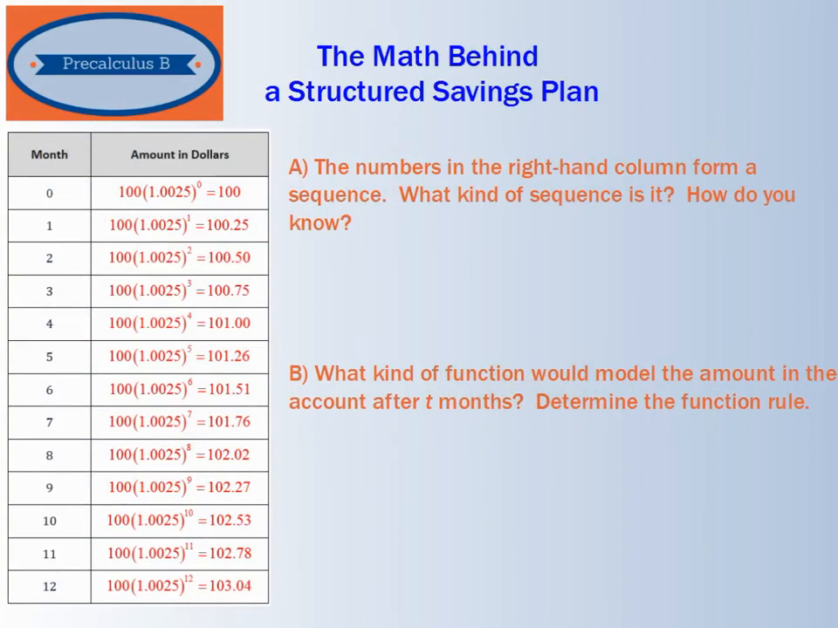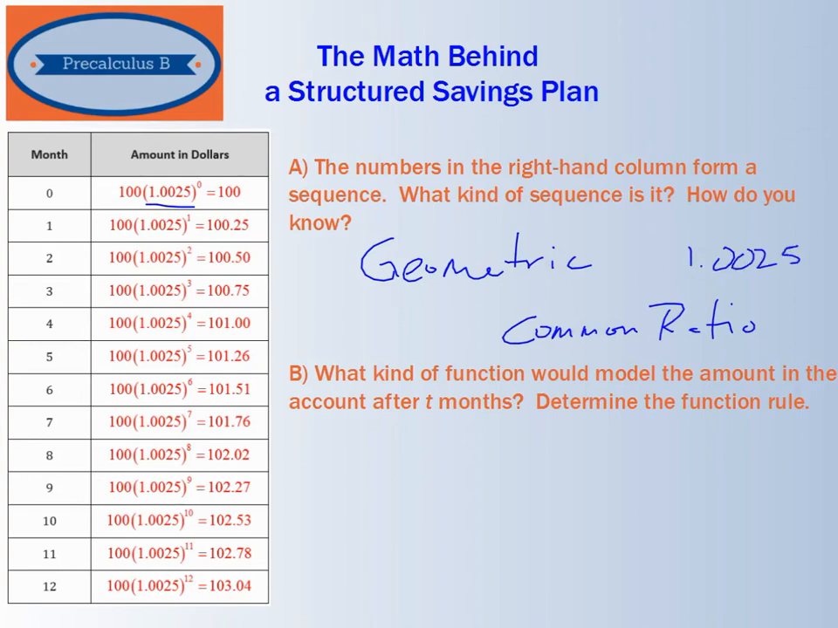In that activator, we looked at this particular problem where they put the money in the account and over time the interest was compounded monthly. This right-hand column, 100, 125 cents, 150 cents, etc., forms a sequence. We know that this is geometric, and the reason why is because there is a common ratio. The common ratio is just that number that we're using to multiply each time. It's 1.0025, or 0.25%.